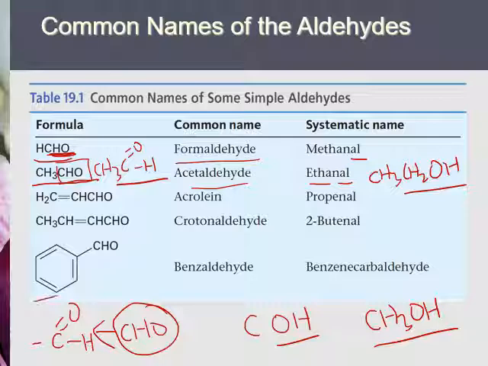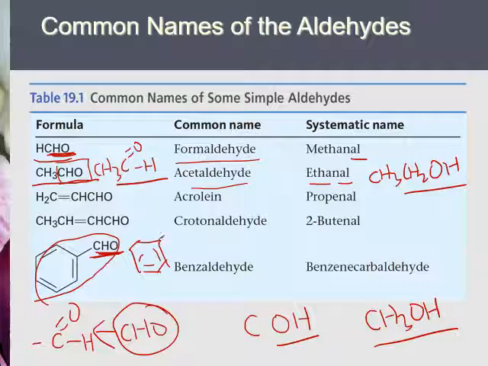A benzene with a one-carbon aldehyde is called benzaldehyde. Note CHO, so it's benzene with C=O double bond with one H. Okay, so benzaldehyde.